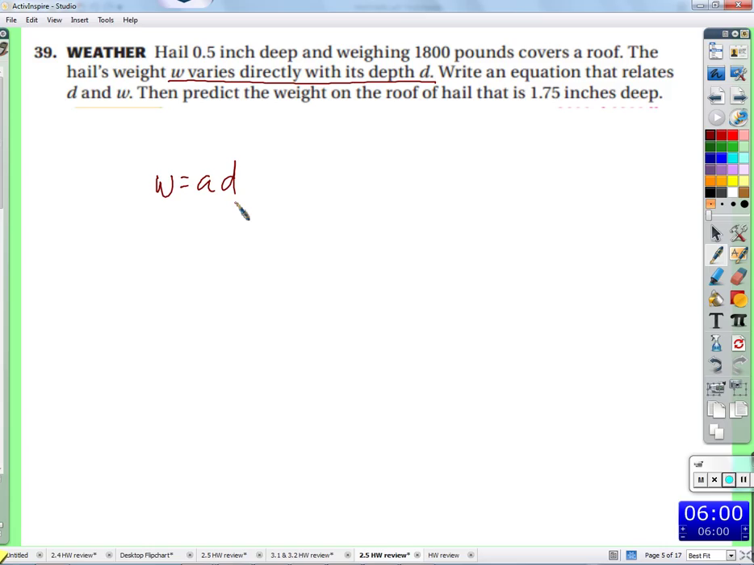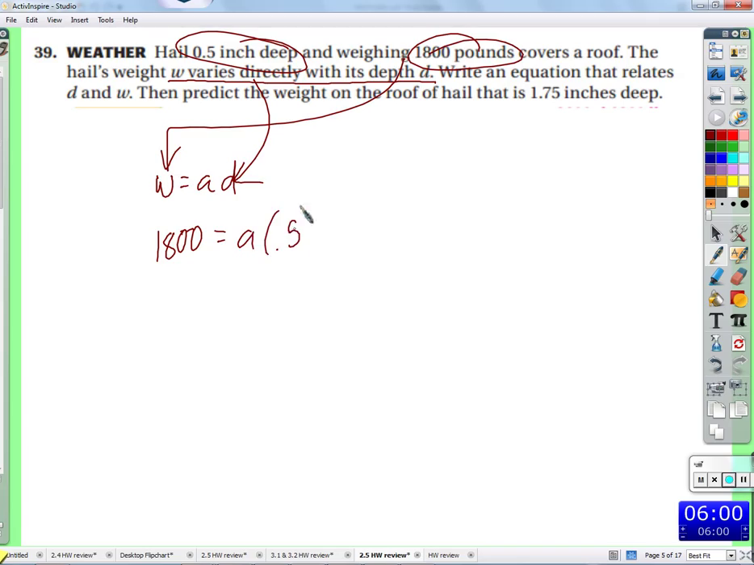Okay. Well, 0.5 inches deep means that it weighs 1,800 pounds. Well, there is a depth. There is a weight. 1,800 equals a times 0.5.